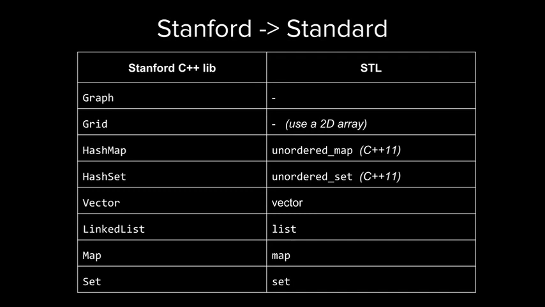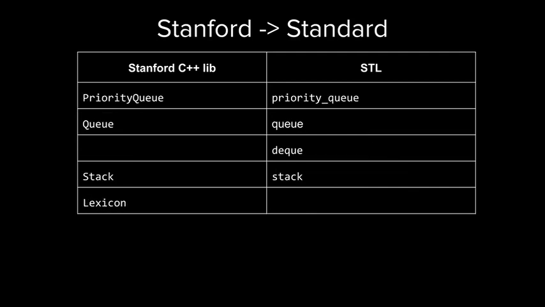So just a summary, so we have Stanford on the left, standard on the right. There's no graph class in the STL, in the standard library. There's no grid. There is a hash map. It's called unordered map, hash set, unordered set. Vector is lowercase vector. Linked list is lowercase list. Map, set, set. Okay. We also have priority queue, which is lowercase priority queue and all that. So there's this trend where lowercasing of the letter is usually what exists in the standard library. Okay.